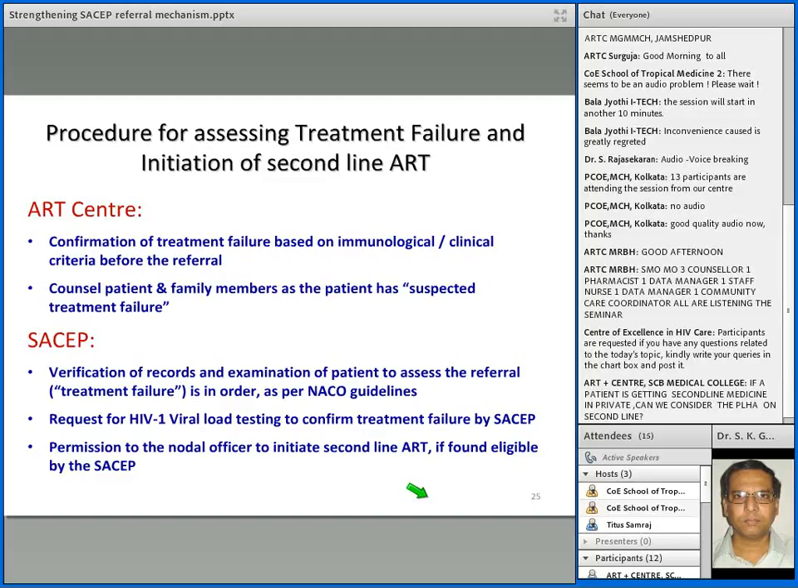Here is the question from ART Plus Center, STB Medical College. In medicine in private, can we consider the PLHIV? I think I have just discussed that. Yes, you can enroll that person and send a referral to your ART Plus Center, so you will have a SACEP.